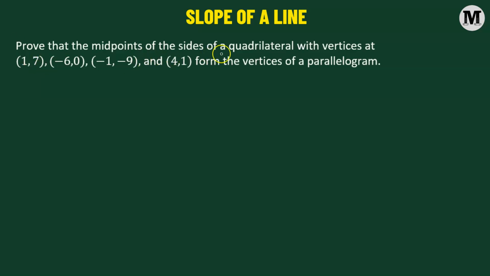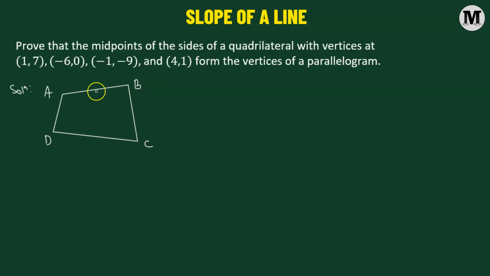Prove that the midpoints of the sides of a quadrilateral, whose vertices' coordinates are given, form the vertices of a parallelogram. So let us begin. We begin by considering a quadrilateral A, B, C, and D.